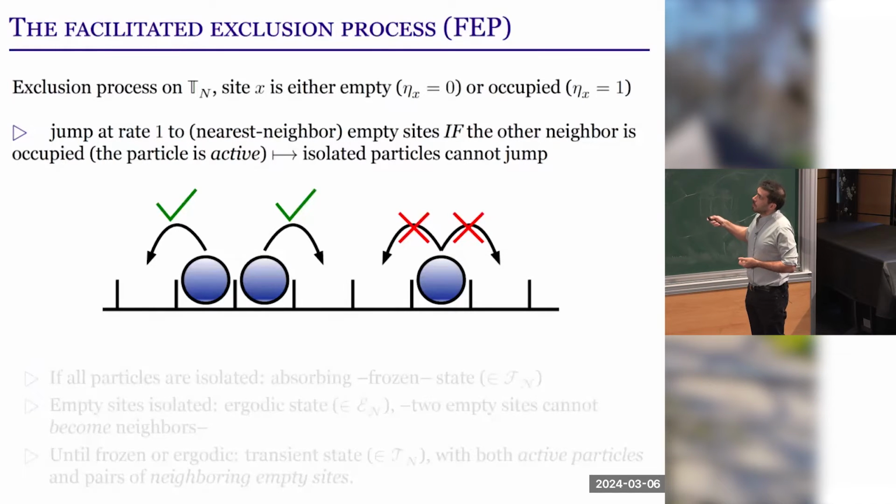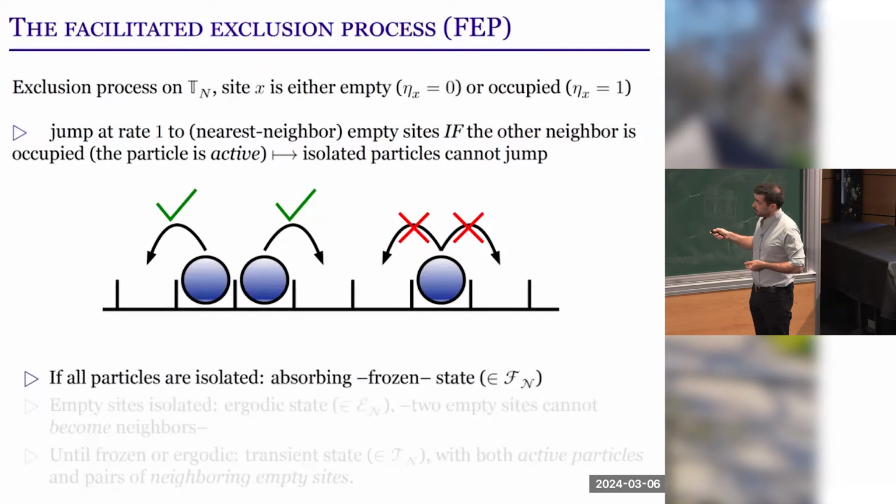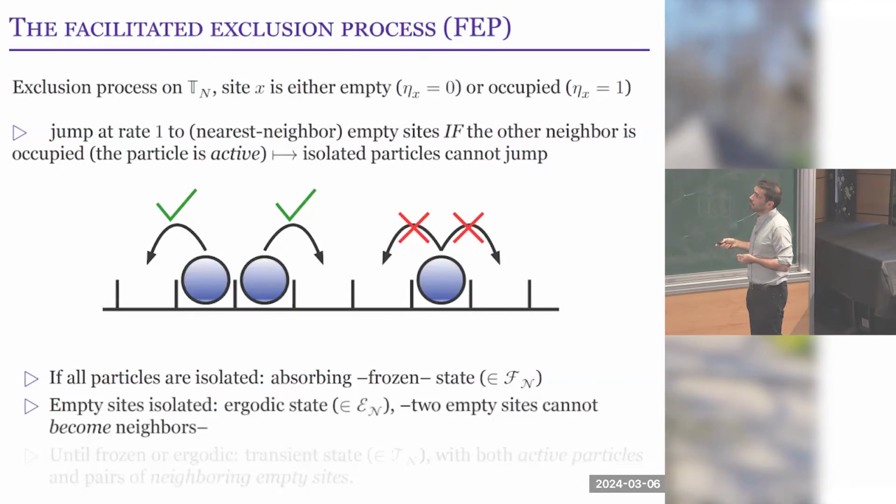So we have this system where particles can only jump if they have an occupied neighbor. Once again, a few remarks. First, if all particles are surrounded by empty sites, the system is frozen. No particle can jump because of the constraint.